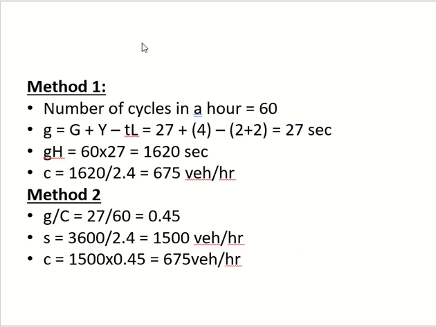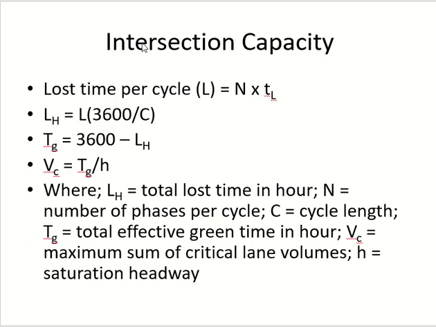Now we will do something more which is also related to saturation headway, which is to calculate the capacity of the whole intersection. In the previous example, it was the capacity of just one approach, one direction. Now we are looking to calculate the capacity of the entire intersection. So first thing is the loss time. TL is the total loss time in one phase. In one phase, we have loss time of TL.